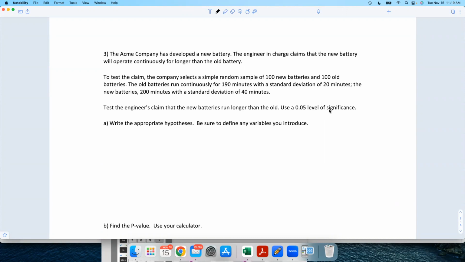Now, how many groups do I have? Now I've got two groups. I've got old batteries and new batteries. They give me two different sample means, two different standard deviations, two different sample sizes. This is a two sample t-test.